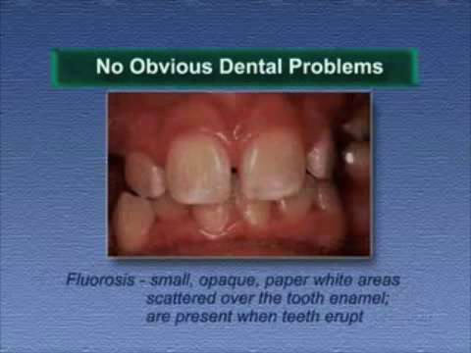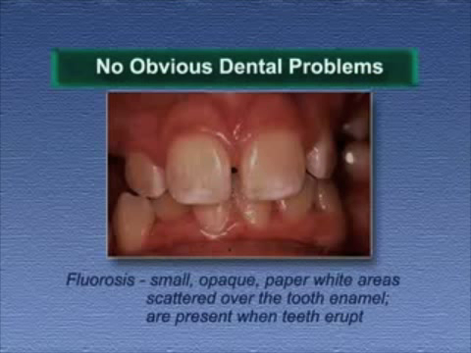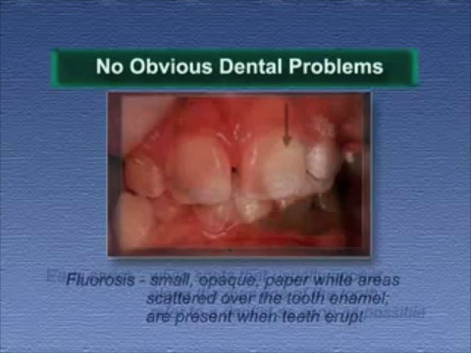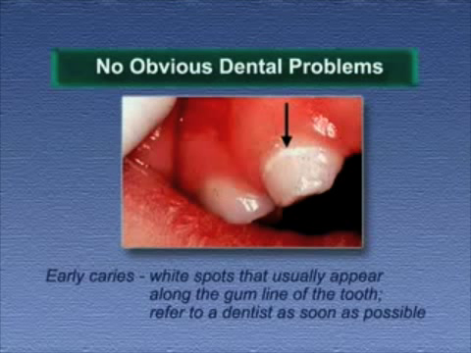Fluorosis. Very mild to mild fluorosis appears as small opaque paper white areas scattered irregularly over the tooth enamel and is produced by overexposure to systemic fluoride during development. If it is fluorosis, then the white areas will be present when the teeth erupt. Early caries is caused by the leaching of minerals from the tooth enamel, making it weaker. This is considered the beginning stages of tooth decay. These spots usually appear along the gum line of the tooth after teeth have been exposed to decay-causing acids. Children with white spots like these should be referred to a dentist as soon as possible.